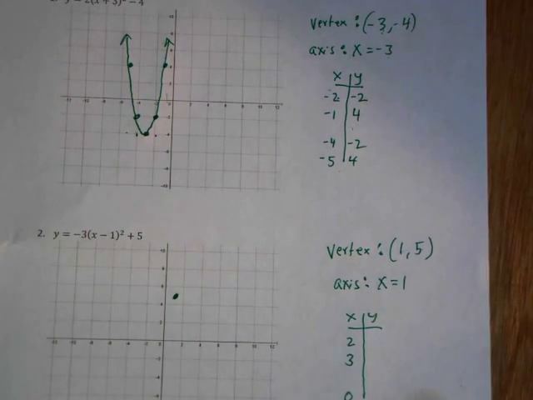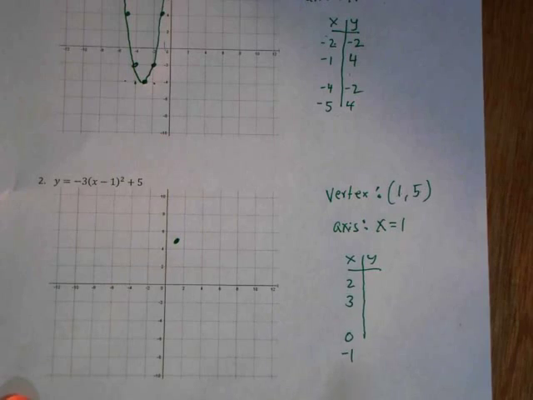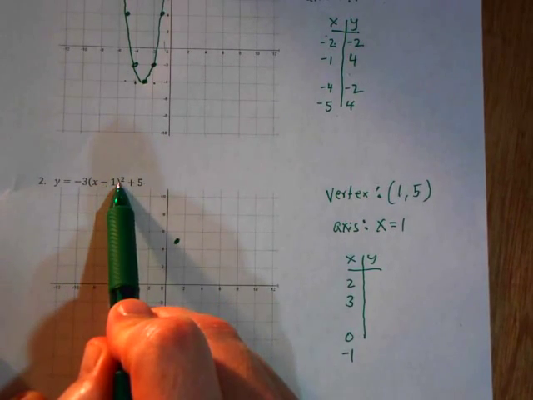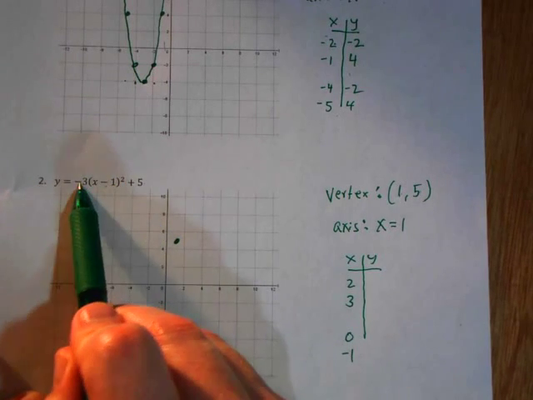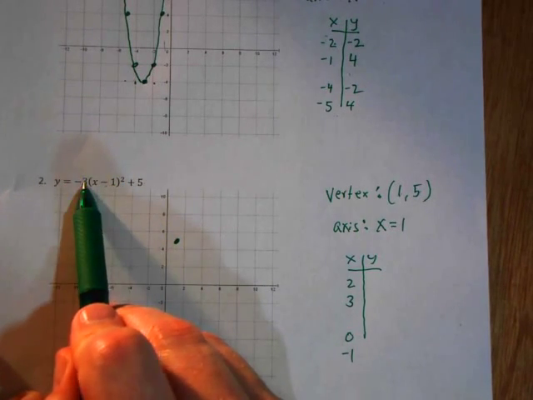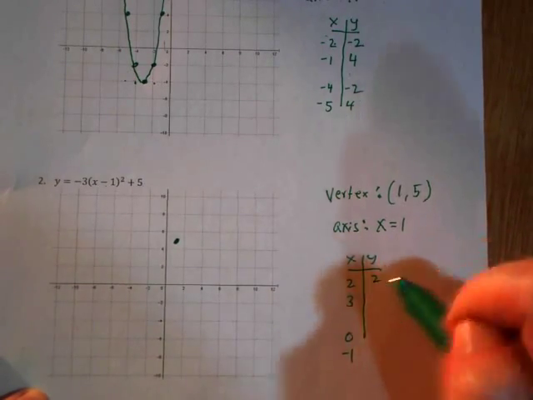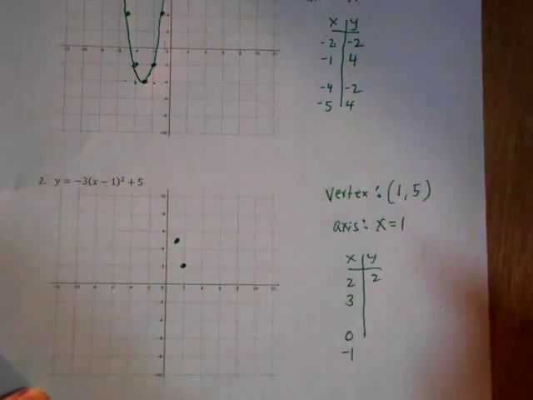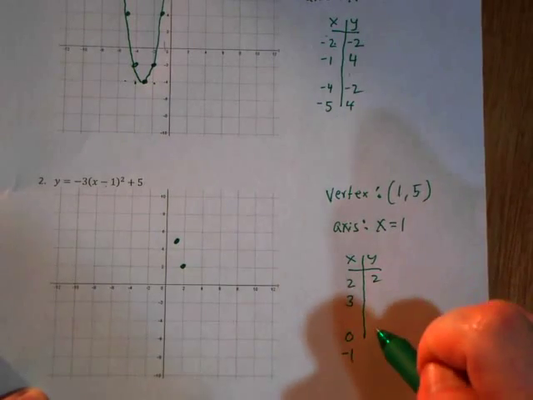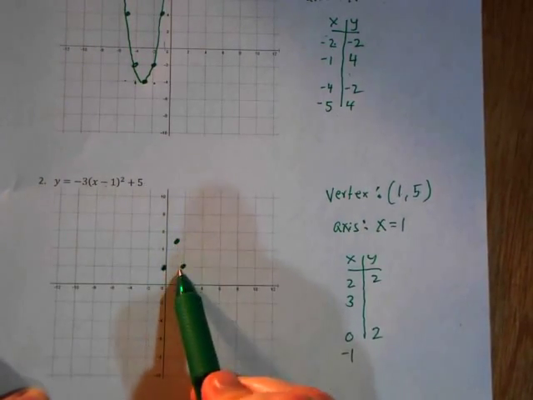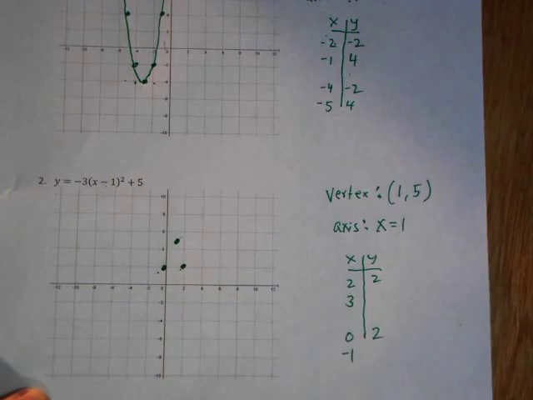And again, I only have to compute half the points, really. When I plug in 2, 2 minus 1 is 1. 1 squared is 1. 1 times -3 is -3. -3 plus 5 is 2. So without doing any work, I know when I plug in 0, I'm also going to get 2, because I went 1 step to the right, 1 step to the left.